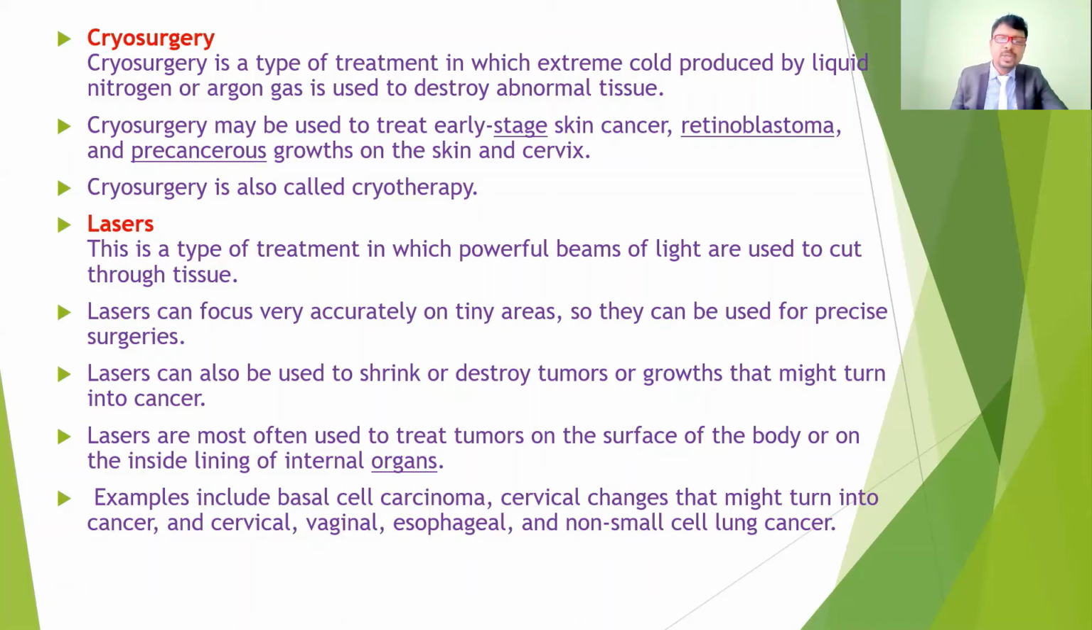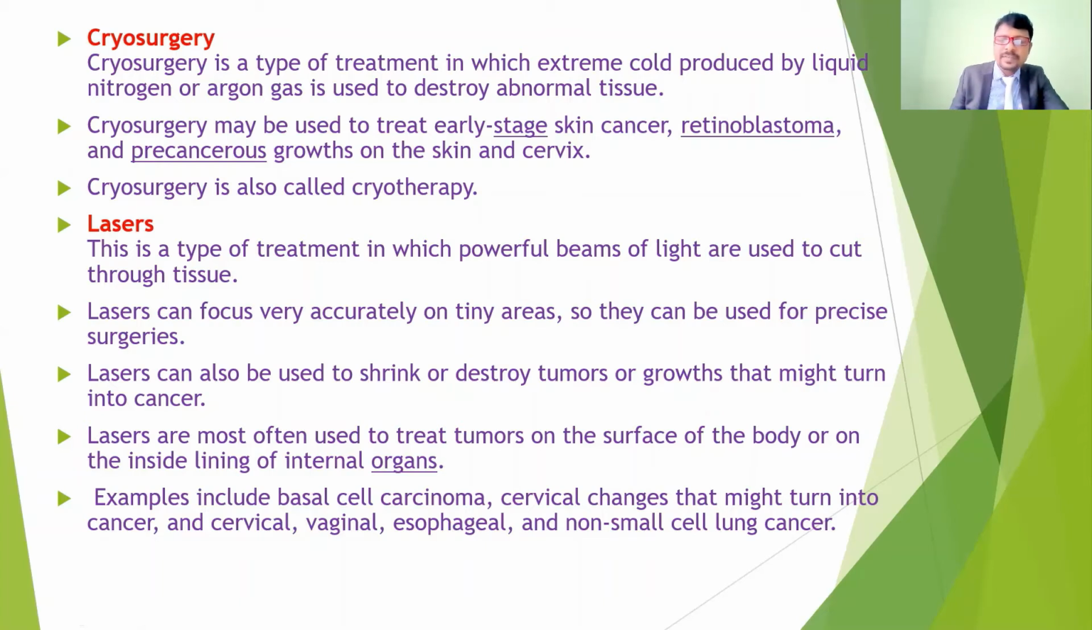Laser surgery uses a powerful beam of light to cut through tissues, during tissue resections and surgical procedures. Lasers can focus very accurately on tiny areas, so they can be used for precise surgeries. With different types of knives, sometimes we cannot clear all the affected cells, or if we take more than the extension part, it may affect other structures also.